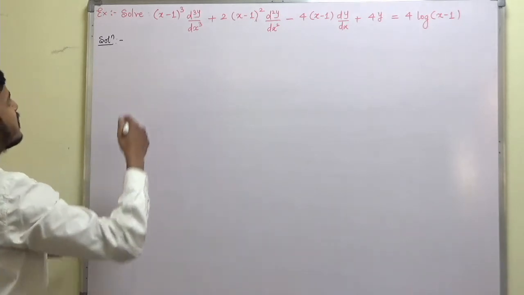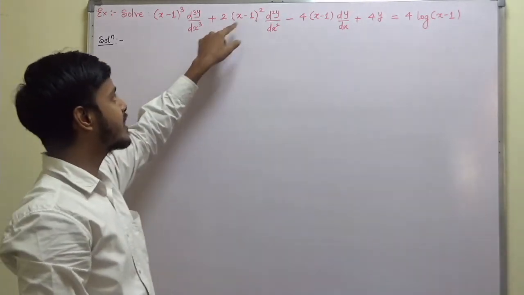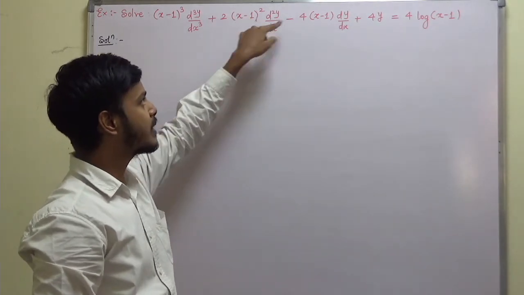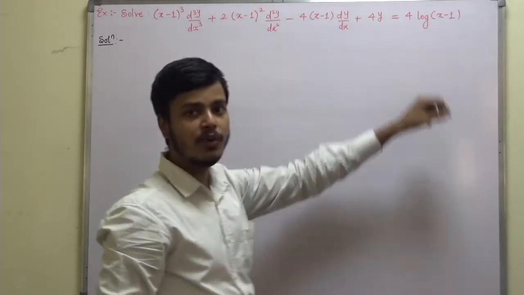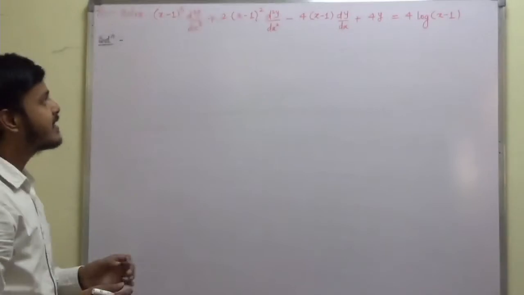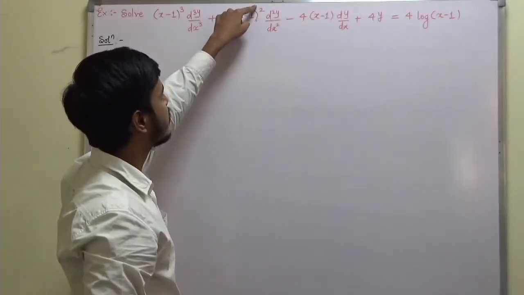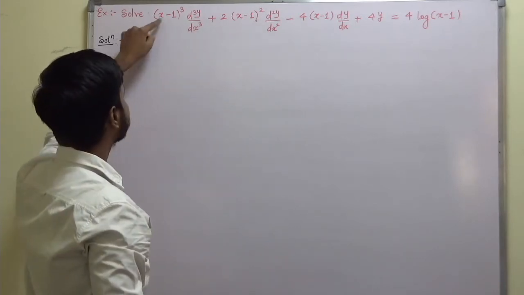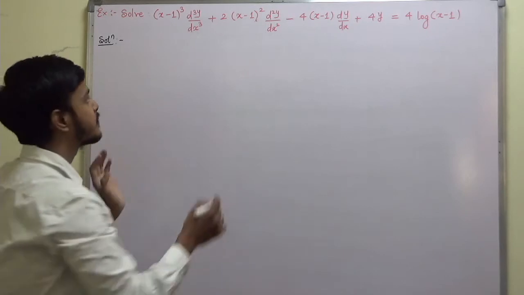We have the problem: solve (x minus 1) whole cube d3y by dx cube plus 2 into (x minus 1) whole square d2y by dx square minus 4 into (x minus 1) dy by dx plus 4y equal to 4 into log of (x minus 1). As you can see, it has (x minus 1) dy by dx, (x minus 1) whole square d2y by dx square, (x minus 1) cube d3y by dx cube. So this is the problem of Legendre.